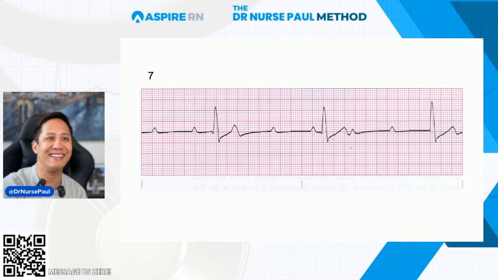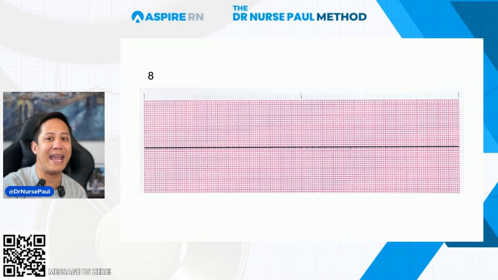You see it? Does it make sense now? Yes. For those who didn't get it correctly, look at it again. Maybe you'll understand now. It's a third degree block. That is correct. Number eight. My goodness. What is that?